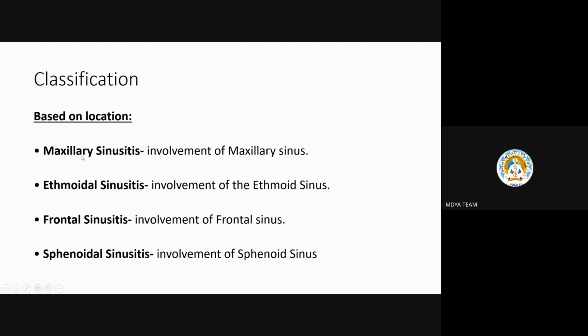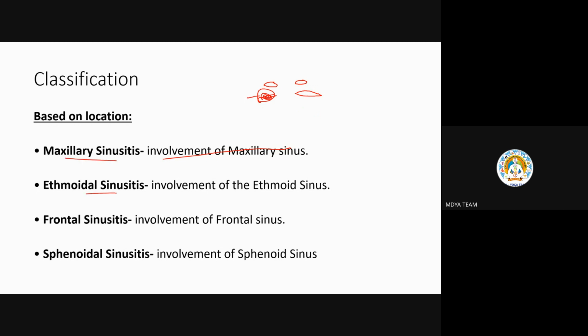Sinusitis means inflammation. When inflammation is happening in the sinuses and it involves the maxillary sinuses below the eyes, it is called maxillary sinusitis. Sorry for the bad diagram, because here I didn't pick the picture.